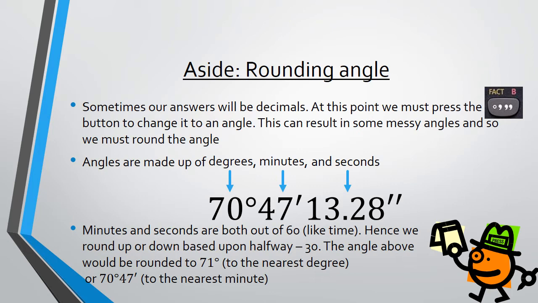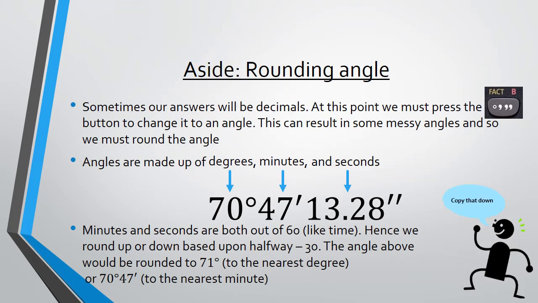Now, the angle above there, 70 degrees, 47 minutes, 13.28 seconds, is going to be rounded to 71 to the nearest degree, because 47 minutes is more than 30 minutes. So this angle is actually closer to 71 degrees than it is to 70 degrees. And likewise, we're going to round it to 70 degrees and 47 minutes because it's closer to 70 degrees 47 minutes than it is to 70 degrees 48 minutes because the seconds is less than 30. Take a moment to copy that down.